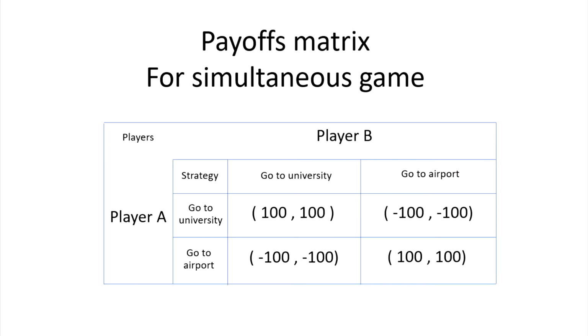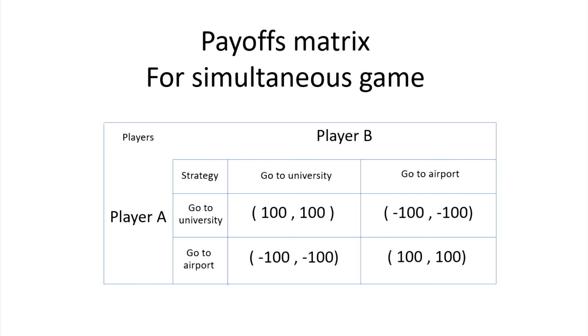Now, we turn the happiness into some numbers. You see that happiness is 100. The unit of happiness is utils. Economists generate the units of happiness, or the utilities. Then the unit of the utility is utils. Therefore, if A goes to university and B goes to university too, A and B will gain 100 utils.